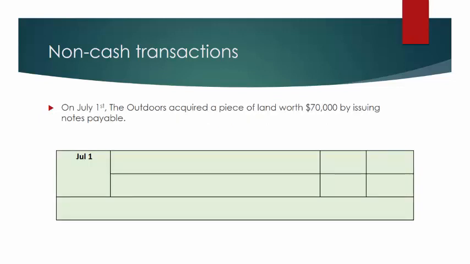Say on July 1st that the Outdoors acquired a piece of land worth $70,000 by issuing a notes payable. So they bought this piece of land for $70,000 and basically took out an IOU to whoever was selling it. How would that go on the books?